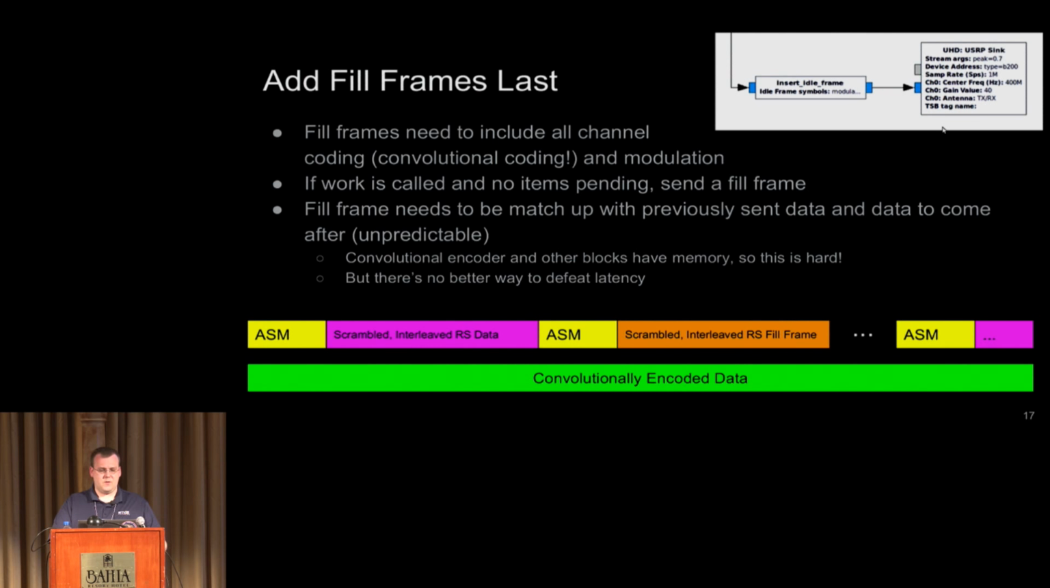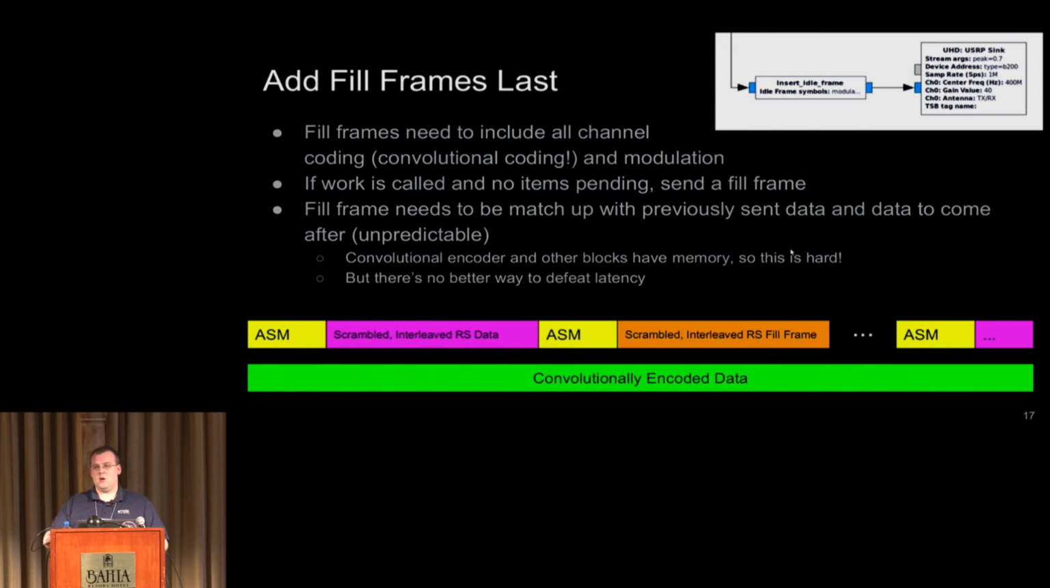So, adding the fill frames last, we were just talking about this. This gives you a diagram of a stream of CCSDS frames. So we've got the ASM. I've got scrambled, interleaved Reed-Solomon data here. This whole thing gets convolutionally encoded, this next layer, and you can see here if I ran out of data, I'll insert a fill frame there, and that also gets scrambled, interleaved, and Reed-Solomon encoding applied to it.